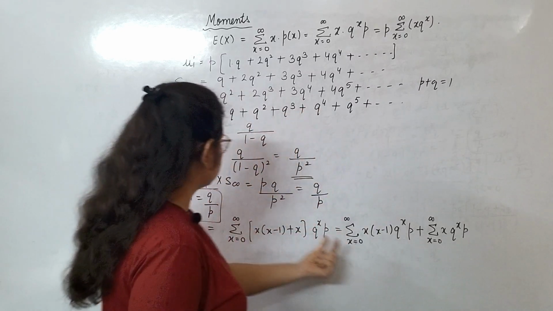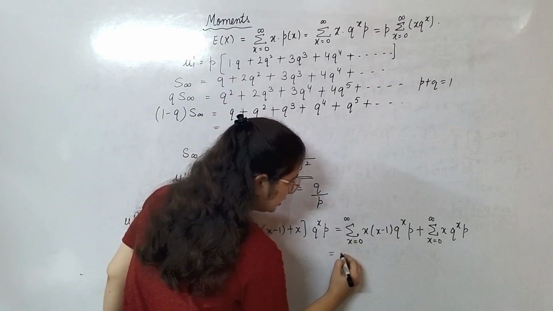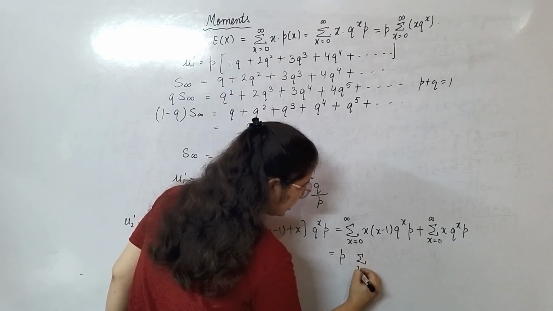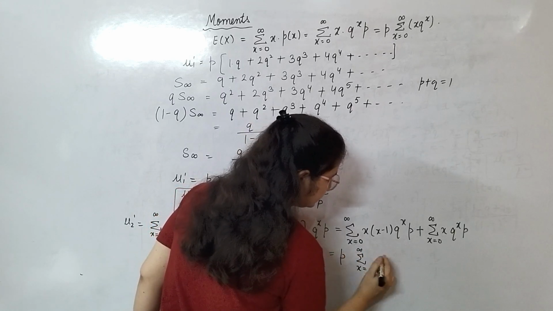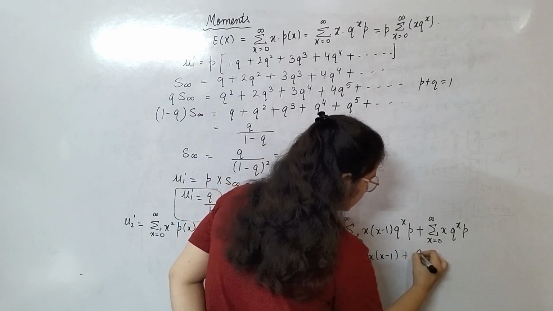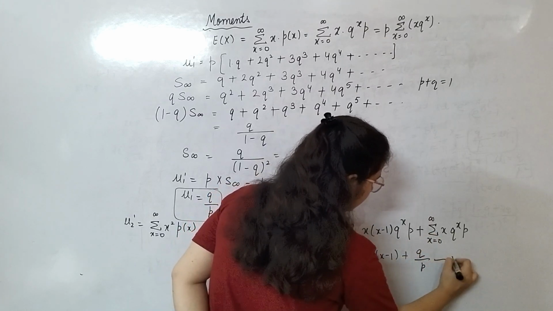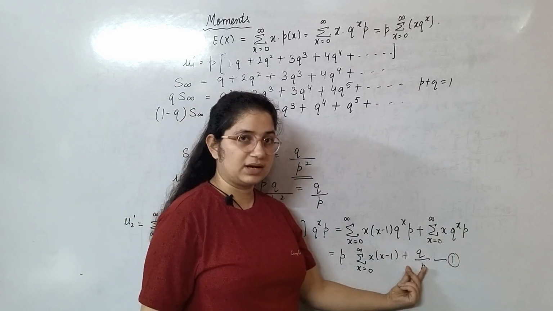This you already solved. What is the answer of this part? The answer of this part is q by p. So here take p common: summation x from 0 to infinity x into (x minus 1), plus q by p. Name it as 1. Now I will solve this part and then I will combine it with this one.